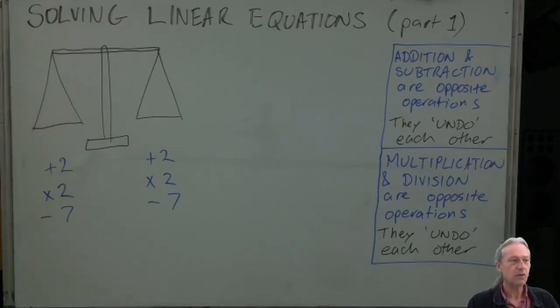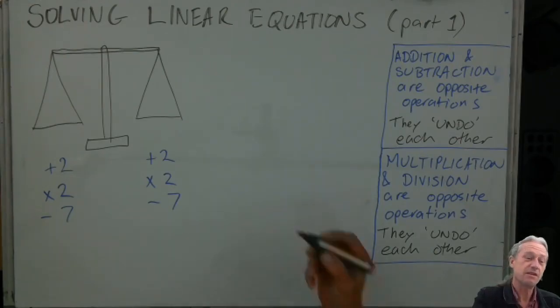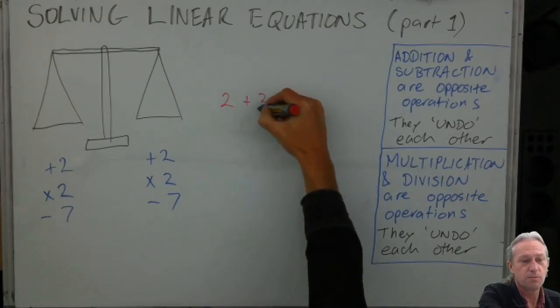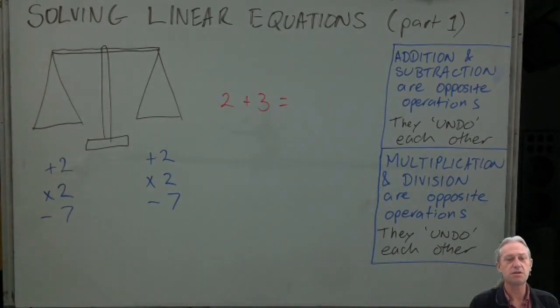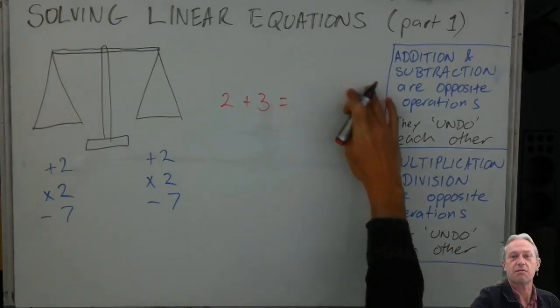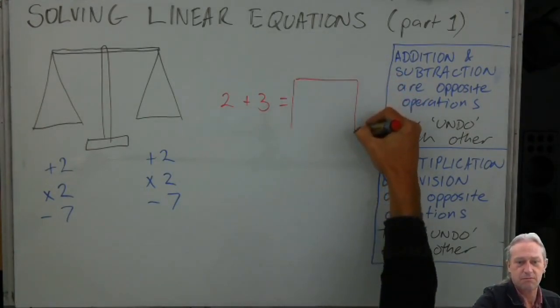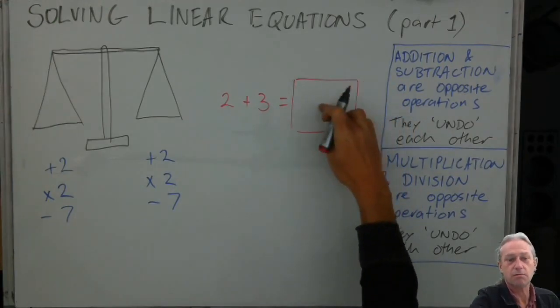So as far as normal mathematical problems, for most of your mathematical learning, you would have seen things like, let's just do a simple example, 2 plus 3 equals, and then a big empty space where the answer goes. So essentially, let's just put a box around it. This is the thing we don't know.